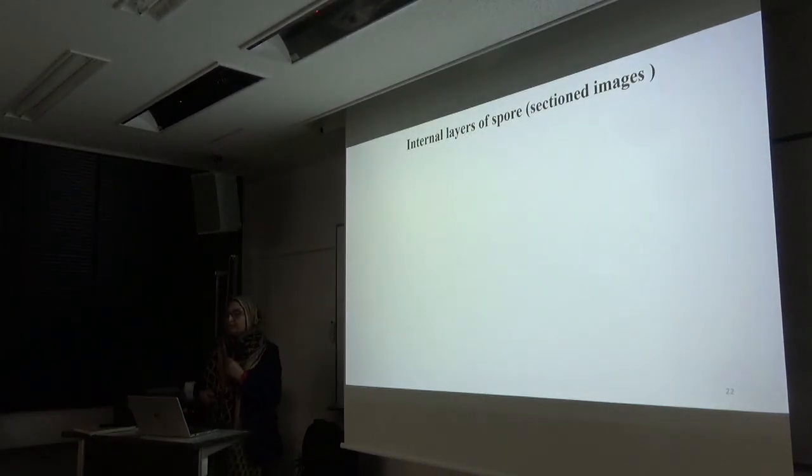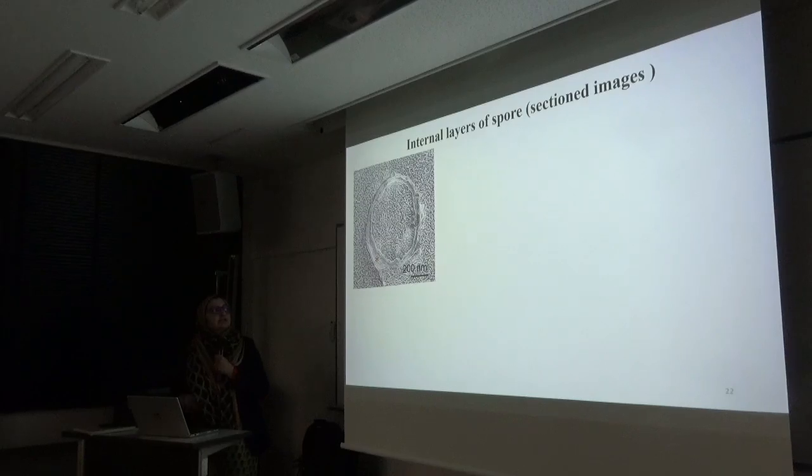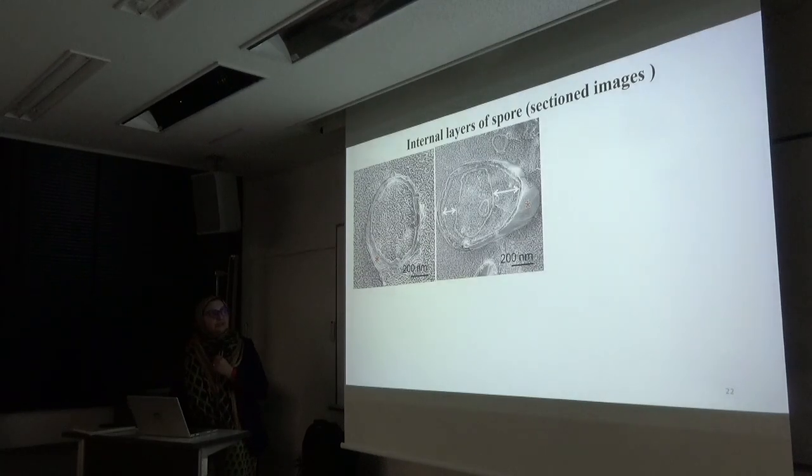Next, I could also see the section images of the spore, and I can clearly see the three-dimensional structure of some membranous structure and also some vesicles. So here is the section image of a spore. I could see this brown asterisk indicates the rodlet layer, and then we move to the next image.